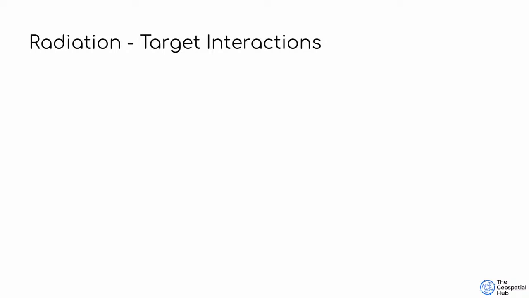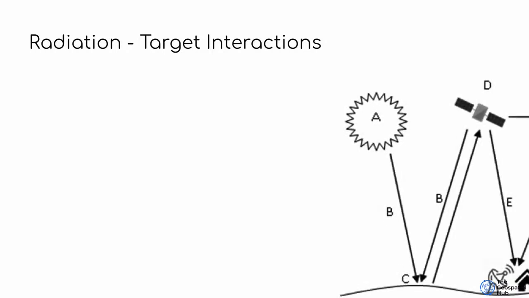So we'll be moving on to interaction with the targets. So we'll be learning about what happens once the incident energy touches this target. So at point C, what basically happens?